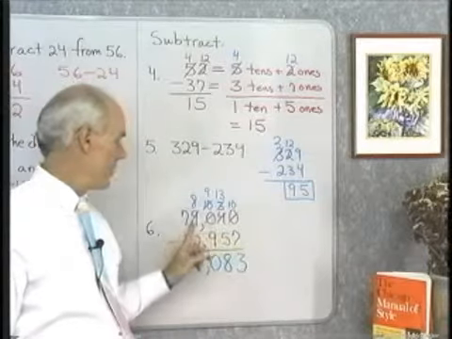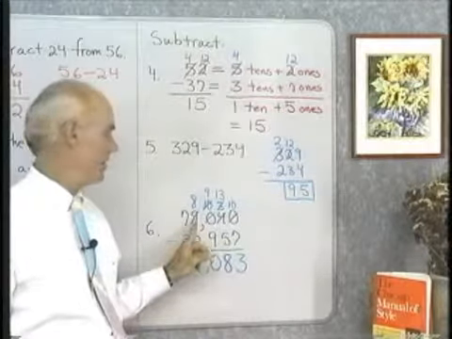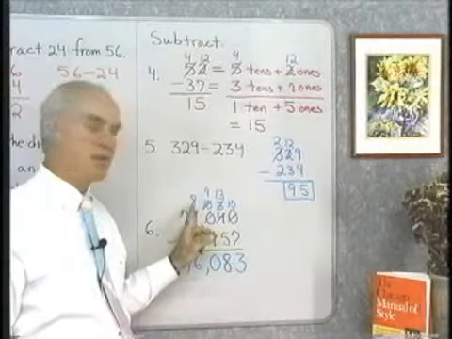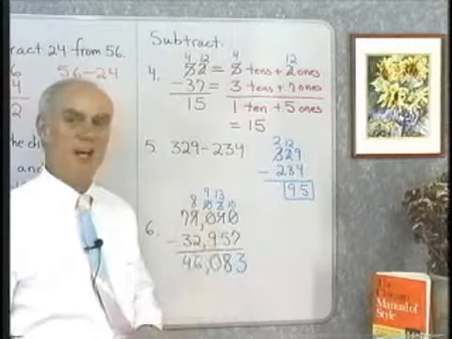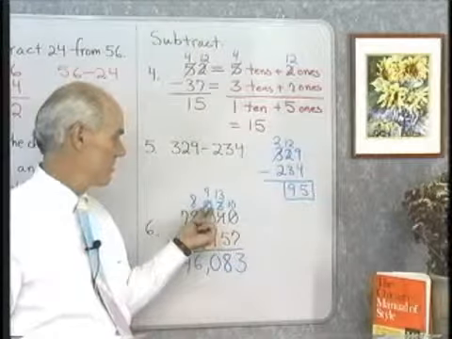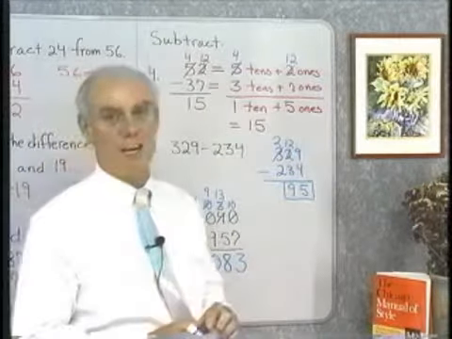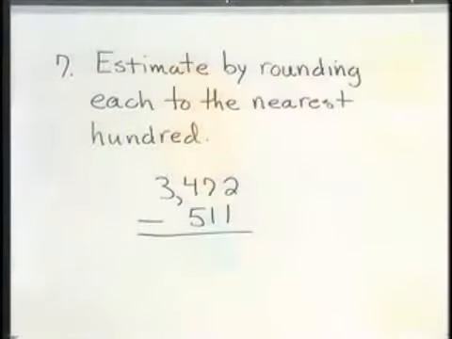But in any case, if I borrow 1,000 over here, that gives me 1 less than I had. Instead of 9, now I have 8. And the 1,000 that I borrow, I write as 10 hundreds. So I have an extra 10 hundreds here, and then I can borrow from that if I want. Let's go on and look at one last problem that involves estimating.